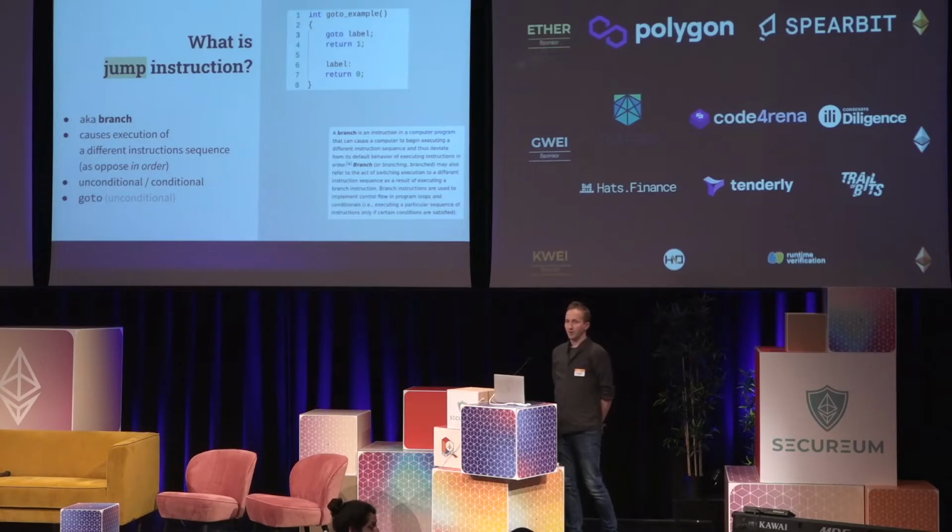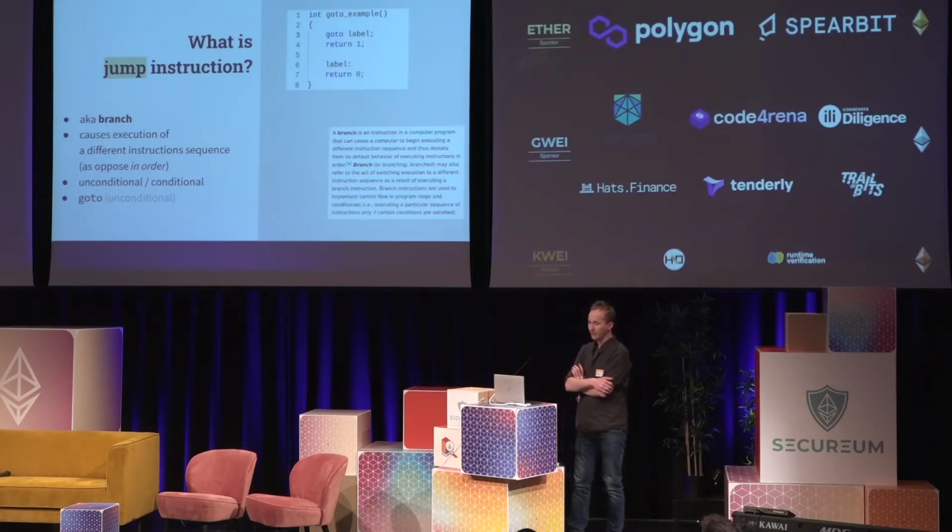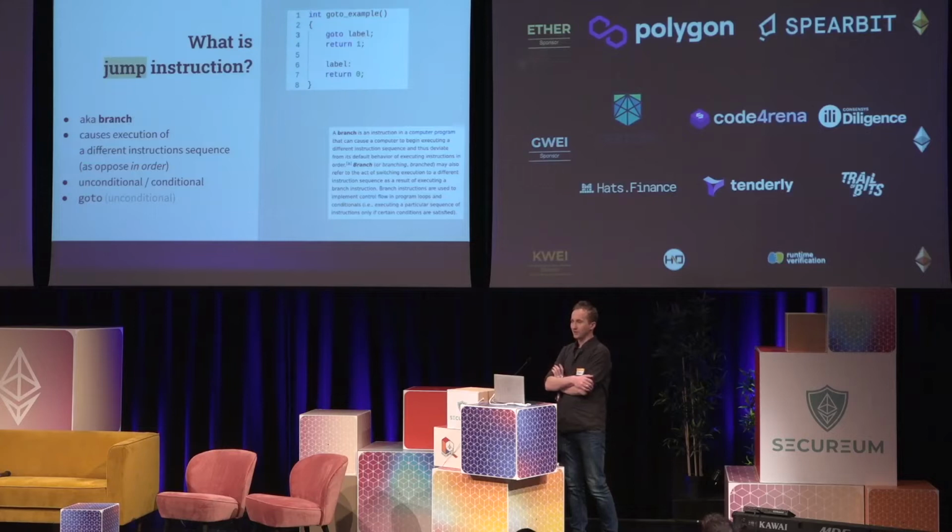So I want to talk about jumps. If we zoom out from the EVM, the jump instruction in different machines and virtual machines is an instruction that allows you to break the in-order instruction execution and move it to some other place. So it's kind of the primitive instruction that allows you to build up more sophisticated control flow in your program.